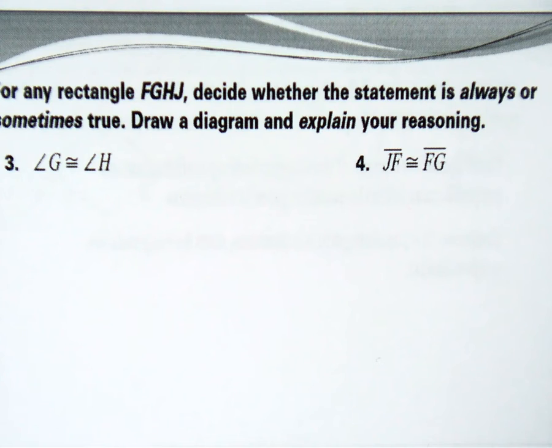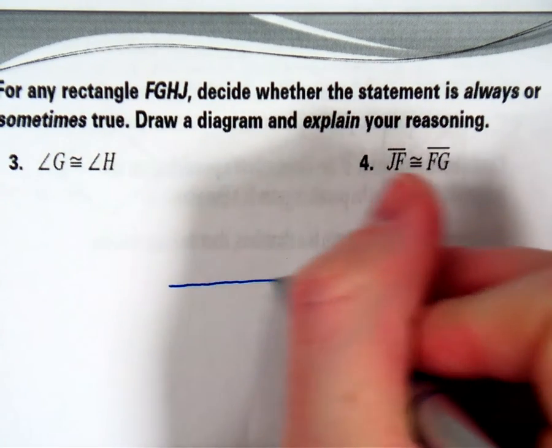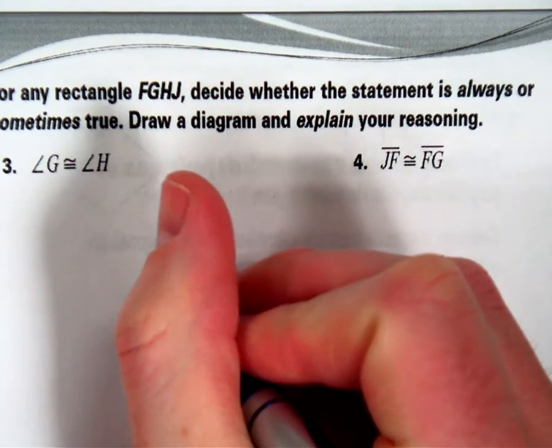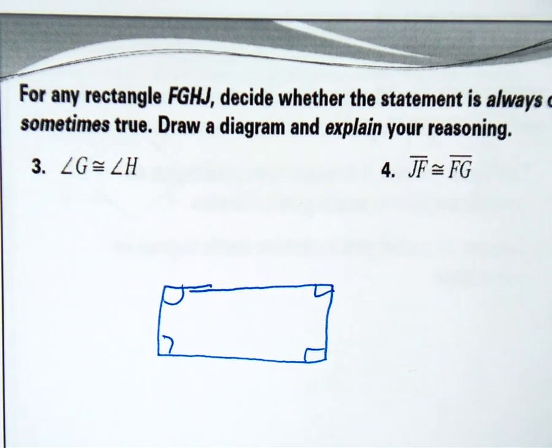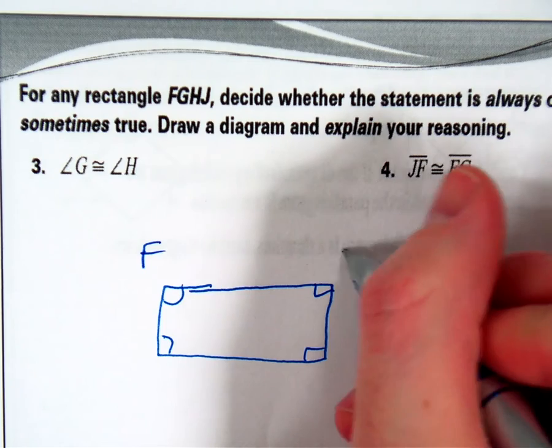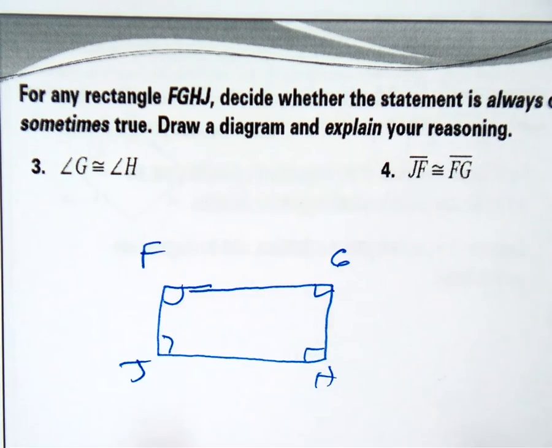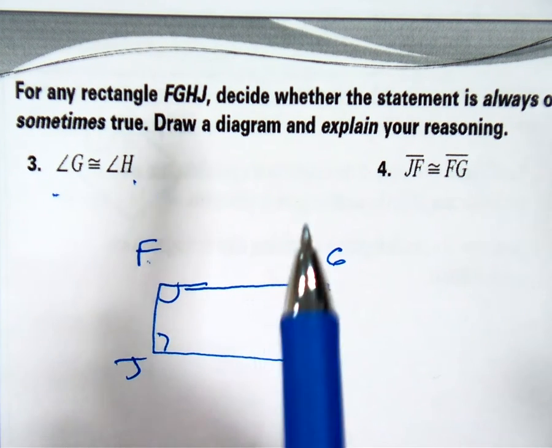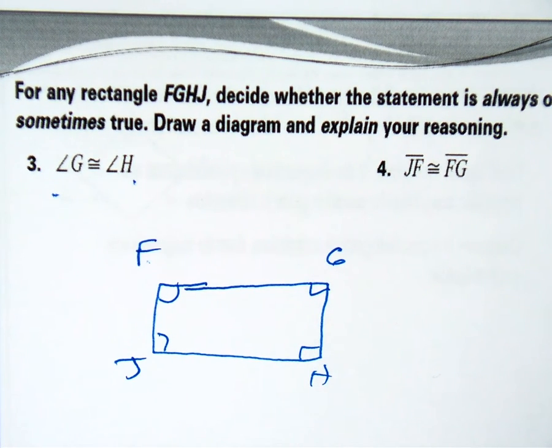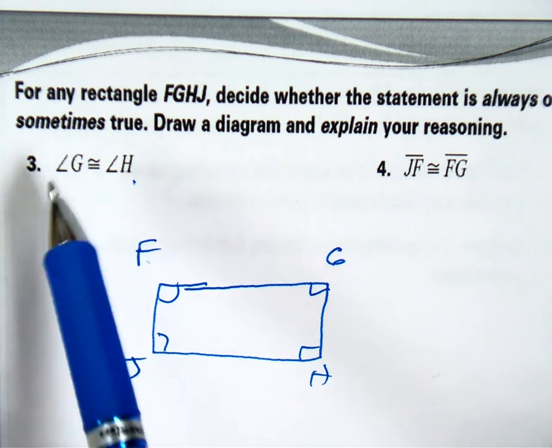For a rectangle, FGHJ, decide whether the statement is always or sometimes, and we'll throw out never, true. F, G, H, J. G congruent to H. Well, that's going to be true because what's our definition of a rectangle? All four angles have to be congruent. They all have to be right angles. So, yep, those angles are going to be the same.